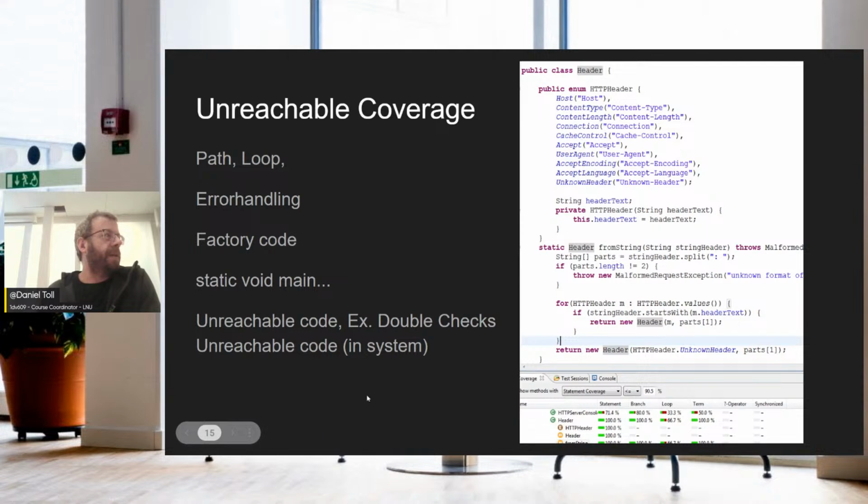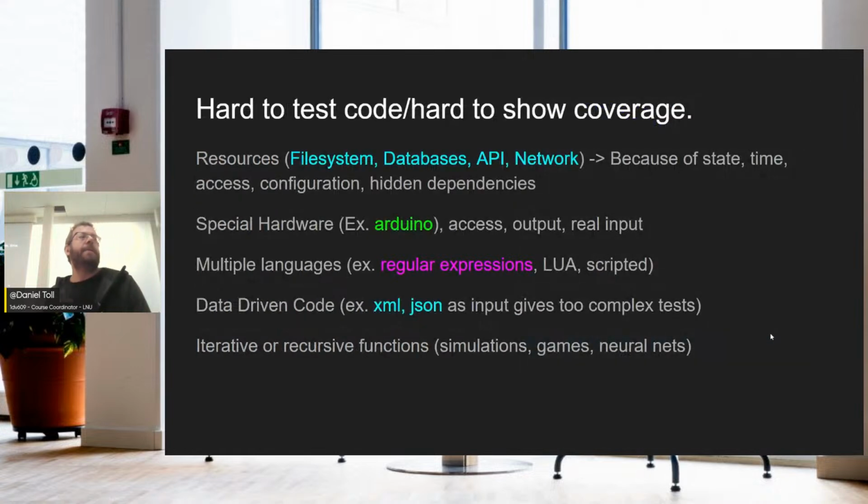Okay, so let's continue. We talked about coverage and that it's not always possible to get coverage, even if it's usually very usable. So more things that are hard to show coverage for, and I think this is slightly connected to stuff that is harder to test. So if we have a lot of resources that we need in order to test it, in a file system or databases or over an API or over network or something like that, then usually this makes your code also hard to show coverage for.